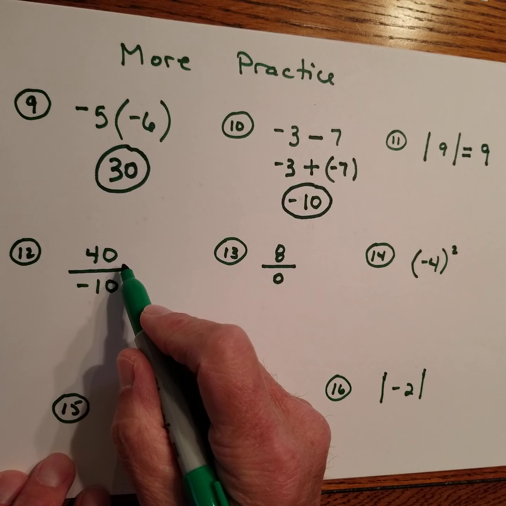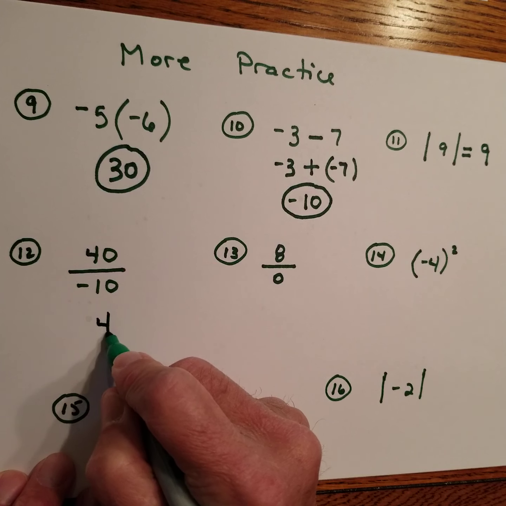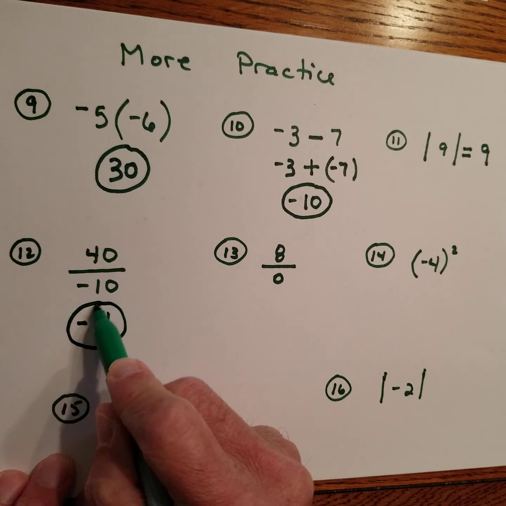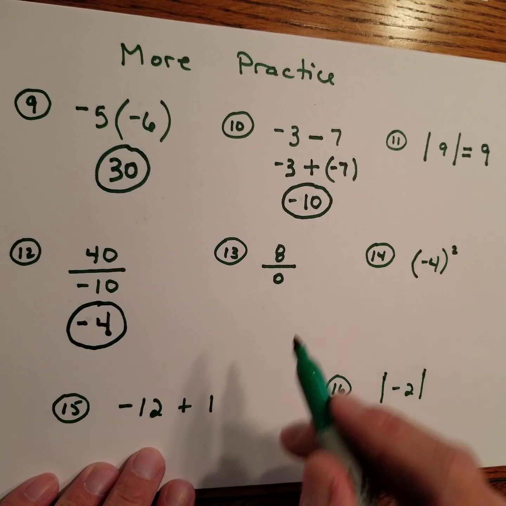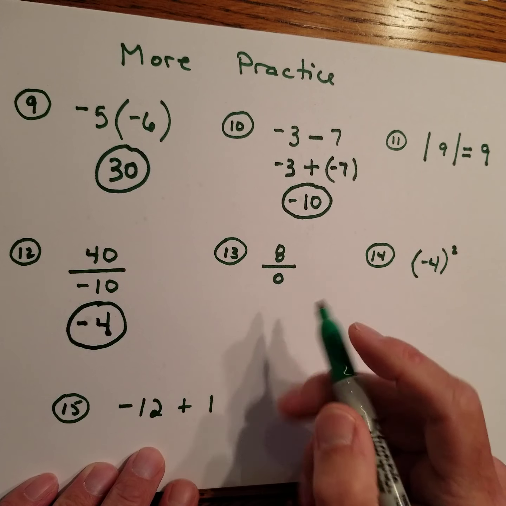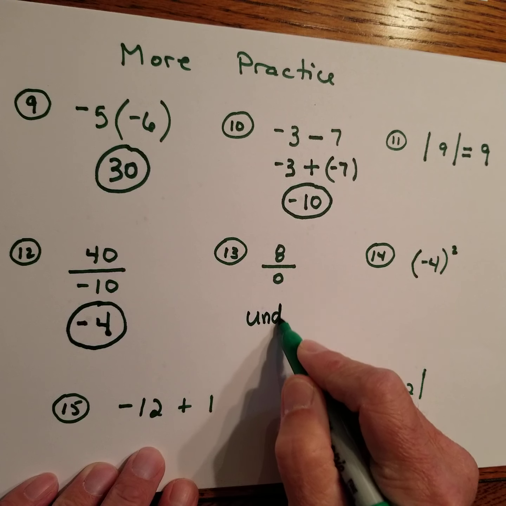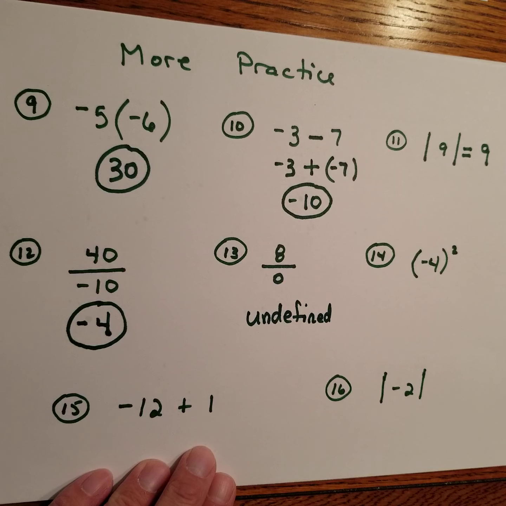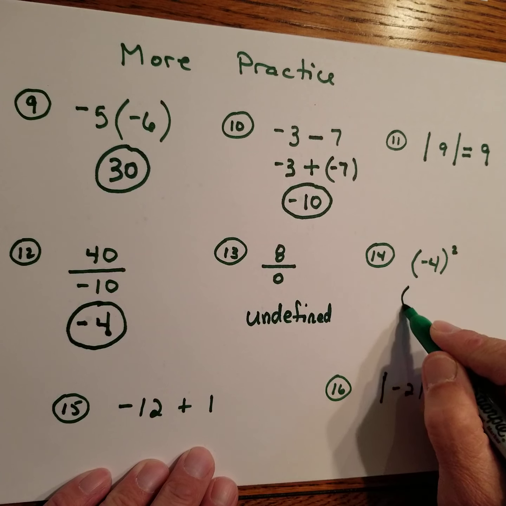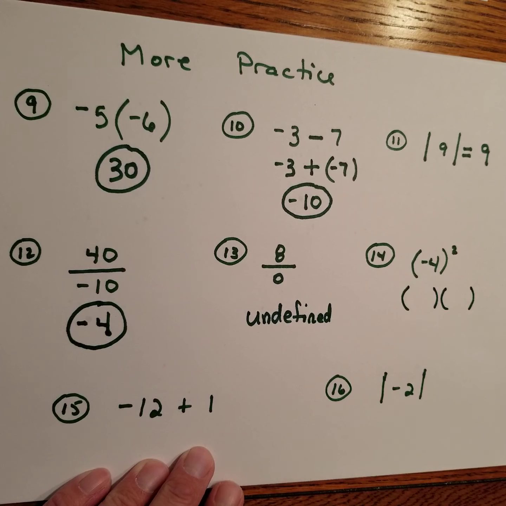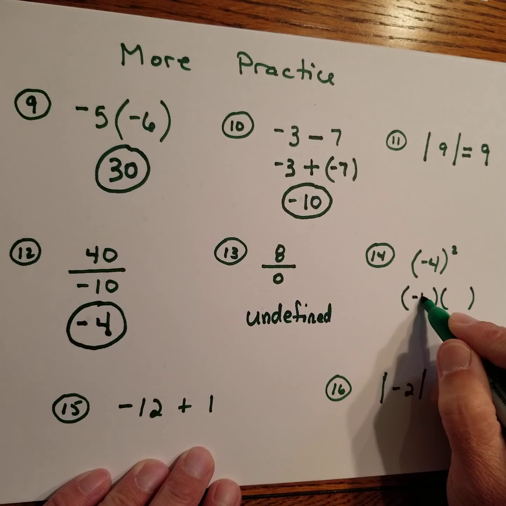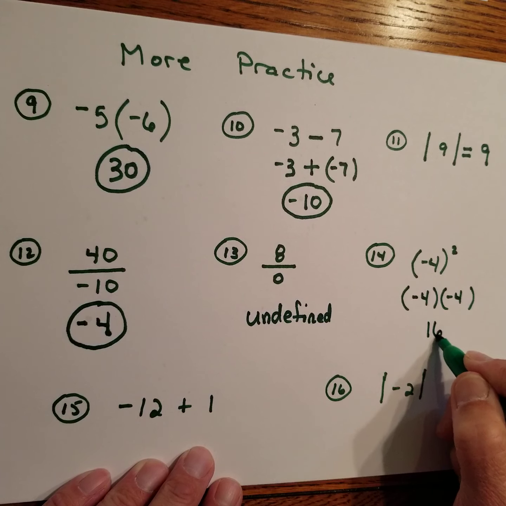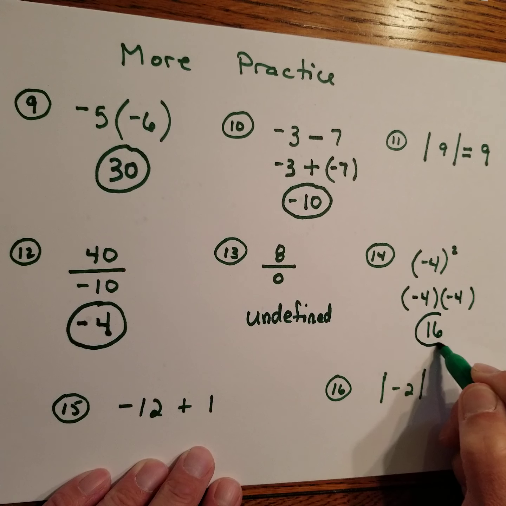Number 12 is division. 40 divided by 10 is 4. And when you divide, one negative is negative. Anytime you divide by 0, you're not allowed to divide by 0. That is automatically undefined. In 14, there are parentheses. That means everything in the parentheses happens twice. -4 in parentheses to the second power means -4 times -4. 4 times 4 is 16, and 2 negatives make a positive.